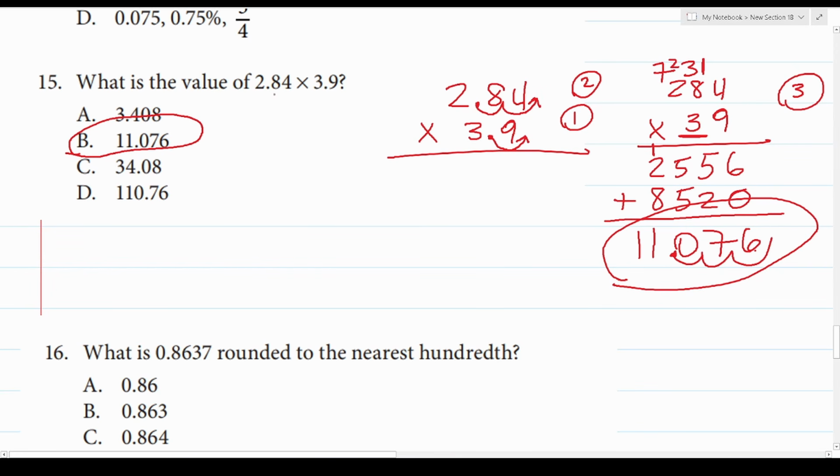And if you wanted to check your answer via estimation, we can round this to 3. We can round this to 4. 3 times 4 is about 12. So 2.8, which is a little less than 3, times 3.9, which is a little less than 4, is going to be a little less than 12, which is what we have right here. Okay, so that's that one.